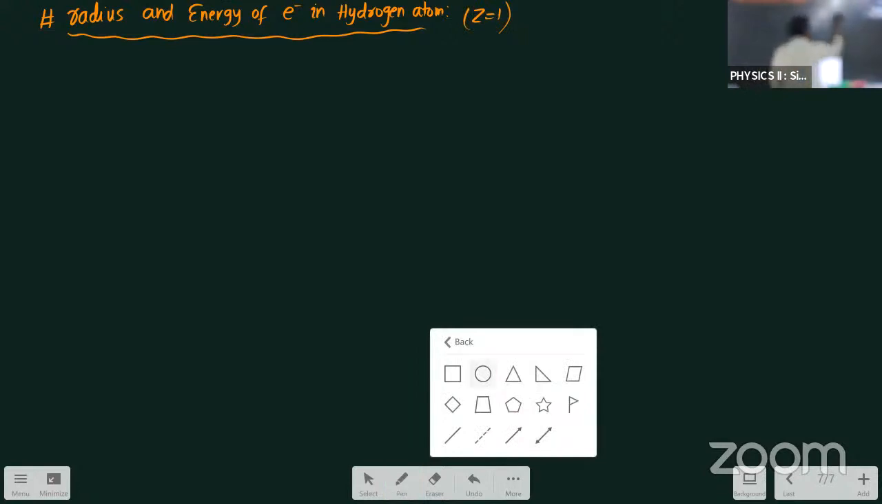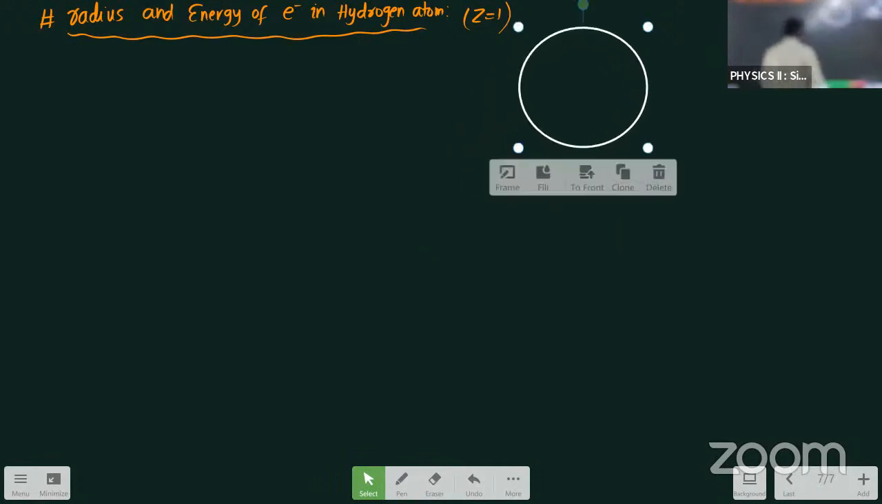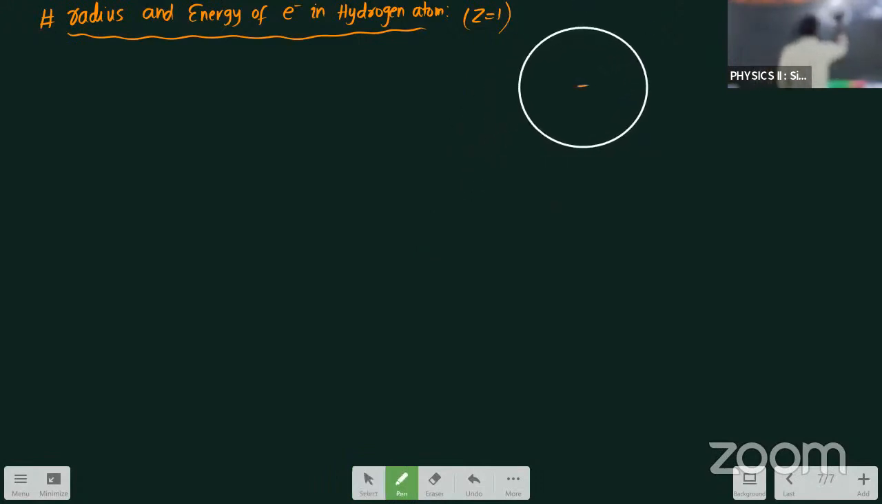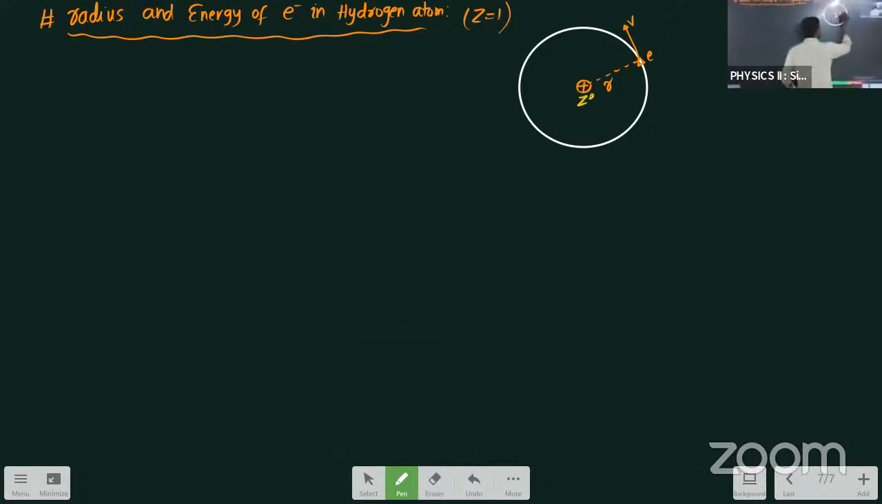See here. Let us consider an atom. We know that according to Bohr's model, we are having a nucleus here. Electron is revolving around this nucleus with some velocity v. This is the radius r. Now, what are the forces acting here? We know that there are 2 forces acting here. One, the centripetal force of that electron is responsible due to electrostatic force between this nucleus and this electron. So I can write here, first one.